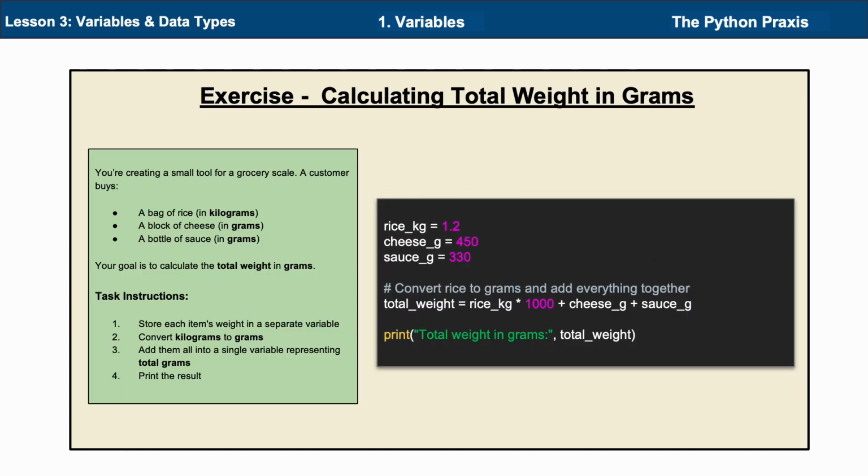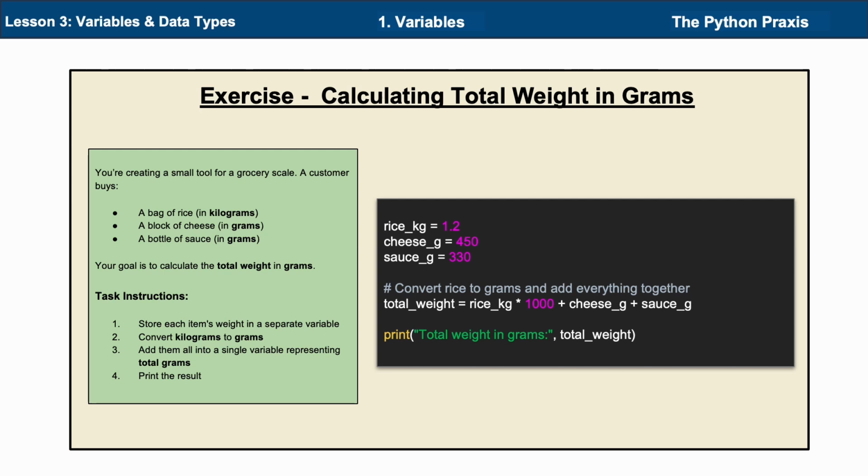Here's a quick task. A customer buys rice, cheese, and sauce. Let's calculate their total weight in grams. rice_in_kilograms = 1.2. cheese_in_grams = 450. sauce_in_grams = 330. So total_weight = rice_in_kilograms * 1000 + cheese_in_grams + sauce_in_grams. Then print the total weight in grams. Your small grocery scale tool is ready.